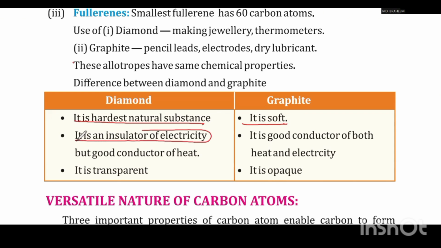Diamond is an insulator of electricity. It means diamond cannot conduct electricity, but graphite is a conductor of electricity. Why? Graphite is a conductor of electricity because it contains one free electron.